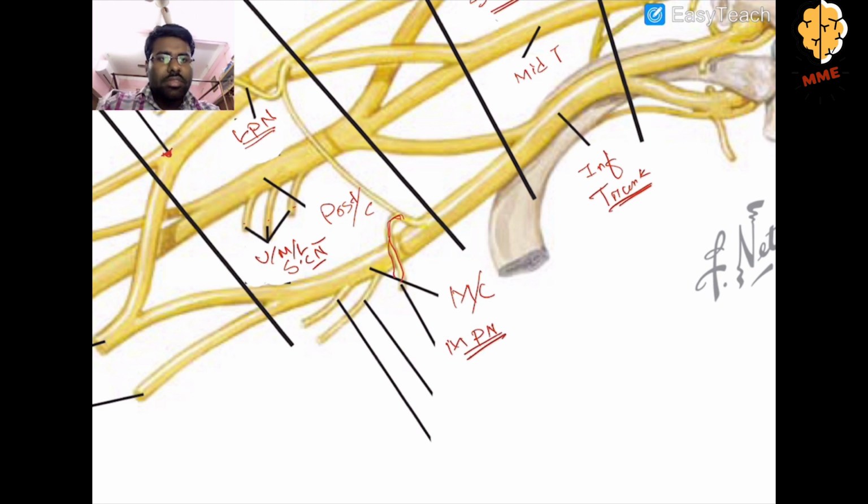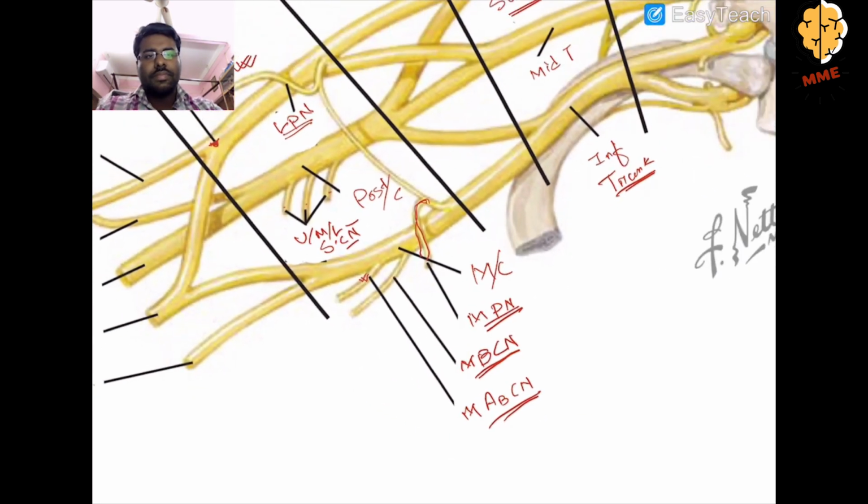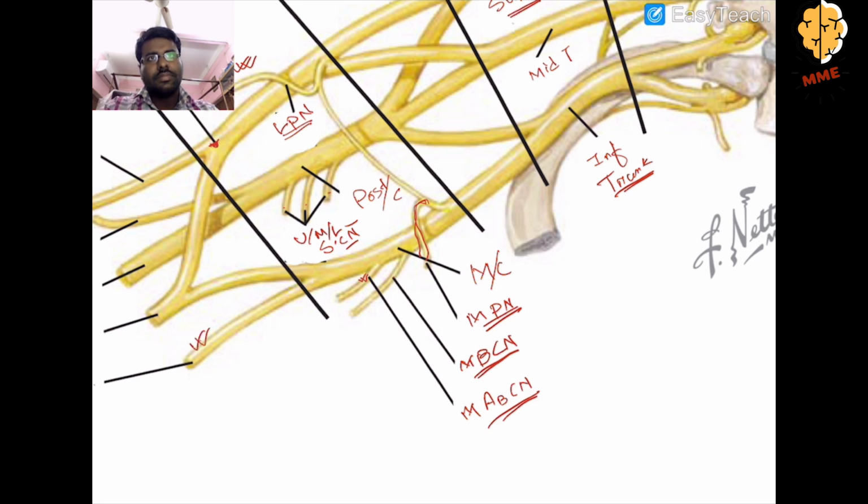What is this nerve? This nerve is actually the medial brachial cutaneous nerve. What is this nerve? Sorry, this is the medial antebrachial cutaneous nerve. Coming to this, what is this nerve? This is mainly the ulnar nerve.